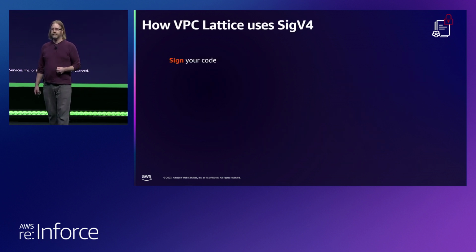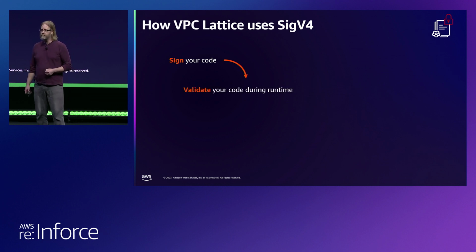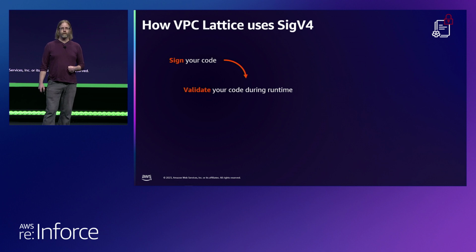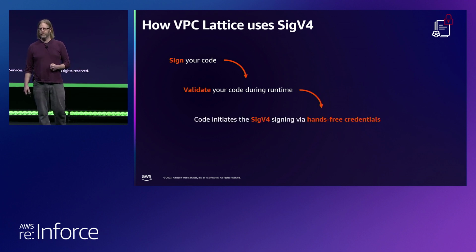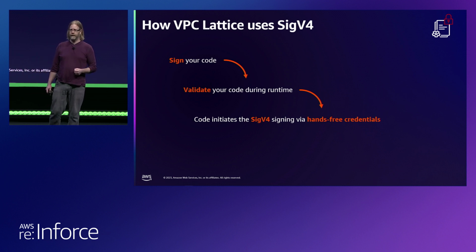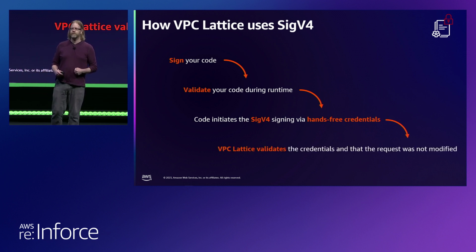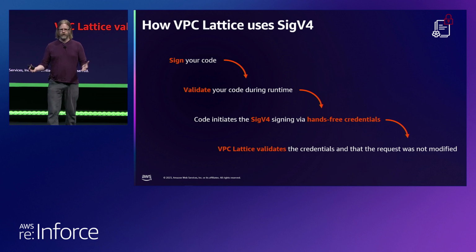So how does Lattice use SigV4? First, you sign your code. Then you validate your code during your runtime. And then from there, the code initiates the SigV4 via the hands-free credentials. And after that, VPC Lattice will then validate that as it goes through its control plane and data plane.